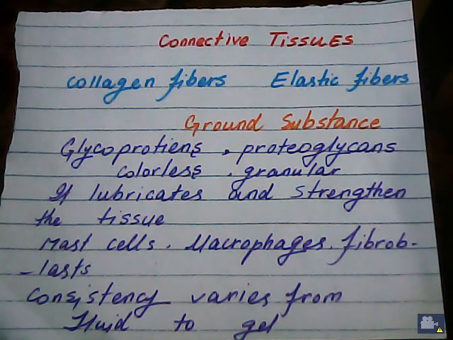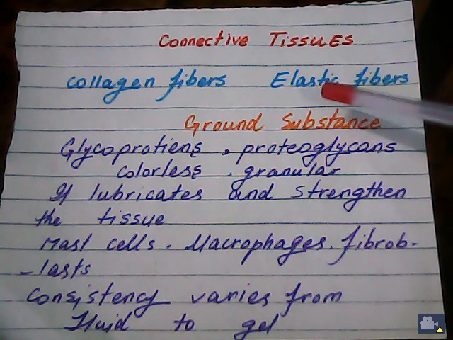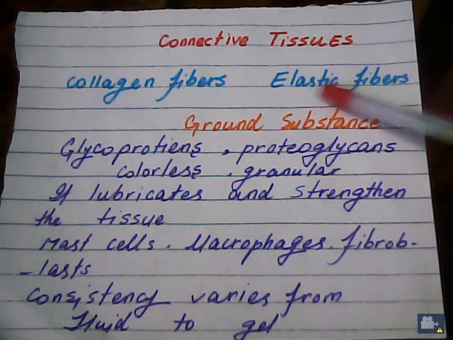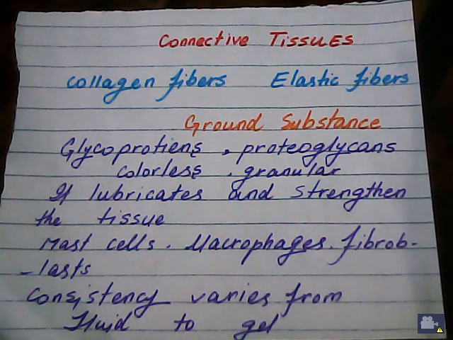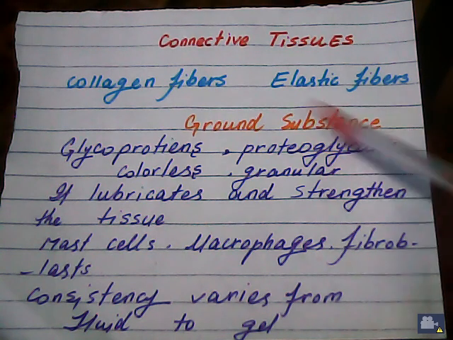And the second form of fibers are elastic fibers. These fibers are also made up of a protein which is called elastin. So that is why we call these fibers elastic fibers. And these two fibers adhere to each other with the help of a substance or a liquid we call ground substance.